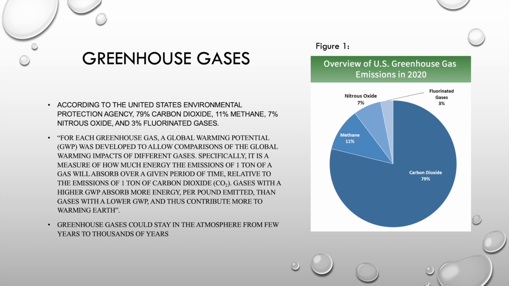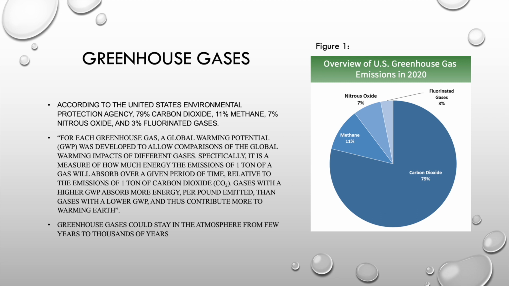Let's dig a little deeper into what greenhouse gases are and why they are greenhouse gases. According to the United States Environmental Protection Agency, in an overview of the US greenhouse gas emissions in 2020, 79% of the greenhouse gases in the atmosphere are carbon dioxide, 11% methane, 7% nitrous oxide, and 3% fluorinated gases, and that is shown in Figure 1.